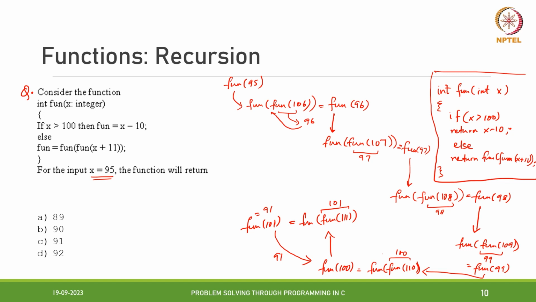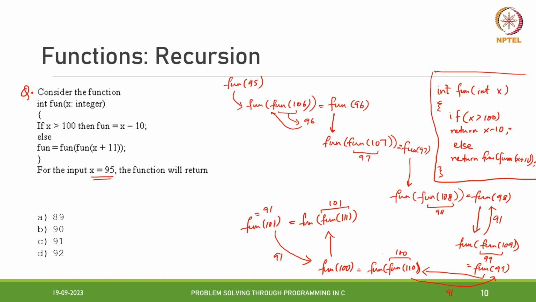Now this 91 returns back to this function, but who called this function? So fun of 100 was what exactly? It was fun of 110, and who called this fun of 110? It was called by fun of 99. So the 91 value will go back to fun of 99. And how did fun of 99 come out to be? It was fun of 109. So who called that fun of 109? Fun of 98. So the 91 value will go to fun of 98.